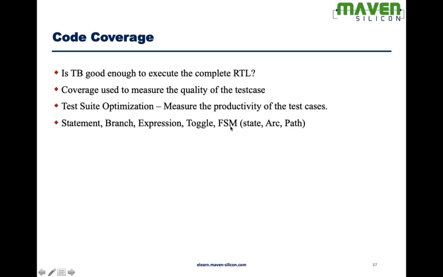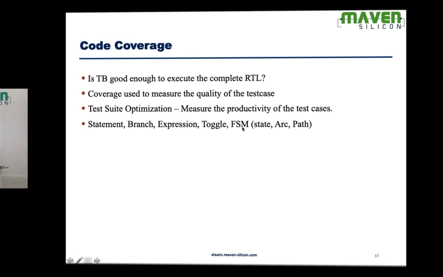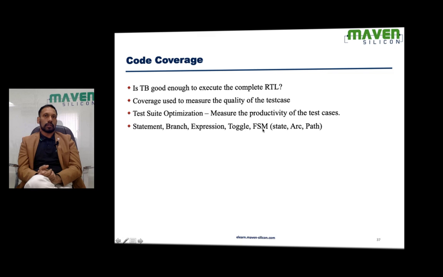Then toggle coverage. Let's say there is some kind of shift register or counter, then how all the bits are going to toggle. How many possibilities are there? And what about the switching transitions? If the transitions are going to be more, then obviously that's kind of an indication that it's going to consume more power. When it comes to finite state machine, we look at various things like state, transition, and path coverage.